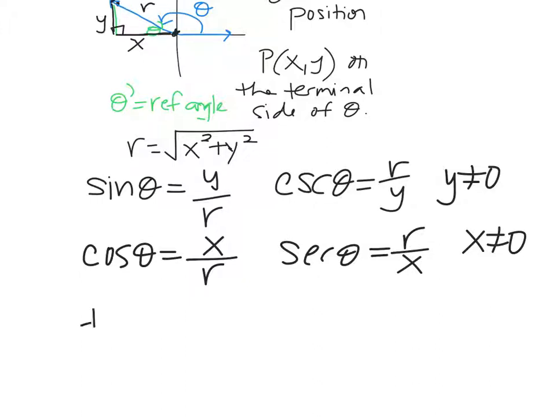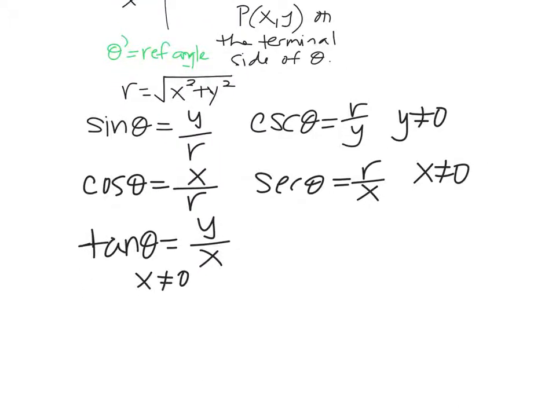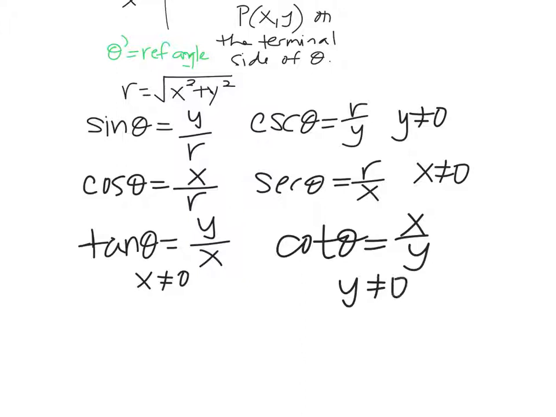And then finally, tangent of theta is TOA, opposite over adjacent, y over x, as long as x is not 0. So tangent can be undefined in certain parts too. And then cotangent is the reciprocal, which is x over y, as long as y is not equal to 0.